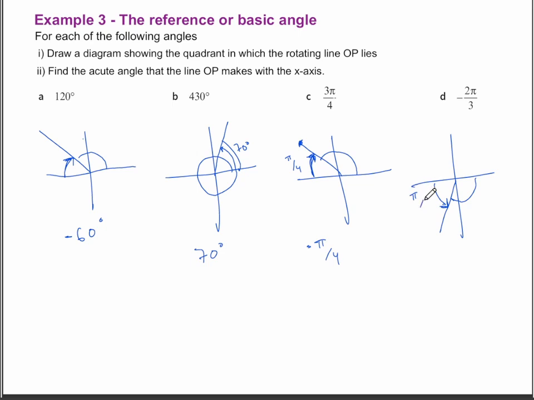And is it going to be positive or negative? Positive, and the reason for that is that it is anti-clockwise. So the acute, or reference, angle is going to be pi over 3 radians. Okay, so we saw these 4 angles, and we also found how to find the reference angle for each.